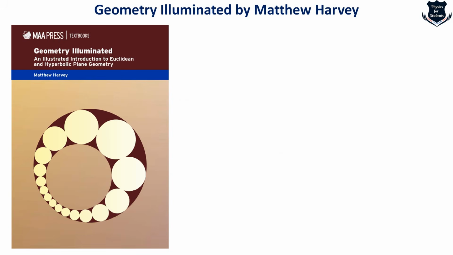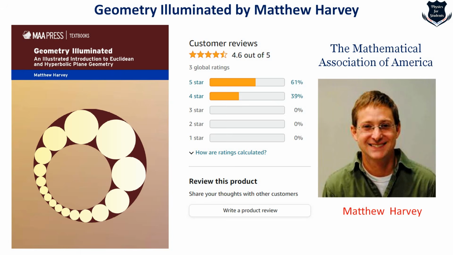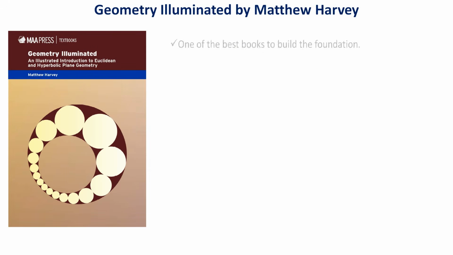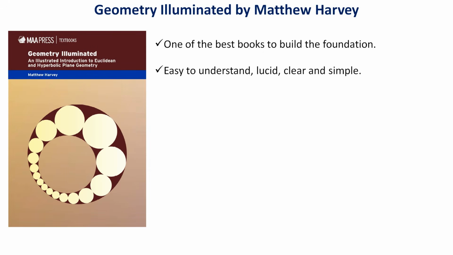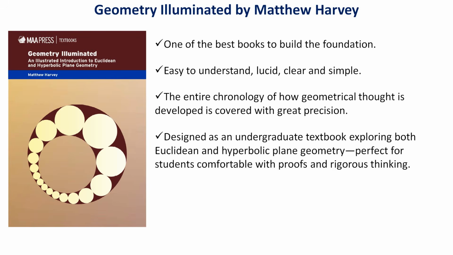The next book which I would suggest, because we are learning the geometry part, is what is called Geometry Illuminated, and this is written by Matthew Harvey, and this is, as you can see, MAA Press. So this is Mathematical Association of America. And why this book is important is that this is one of the best books to build the foundation. It is easy to understand, very clear and simple. The entire chronology of how geometrical thought is developed is very well defined.